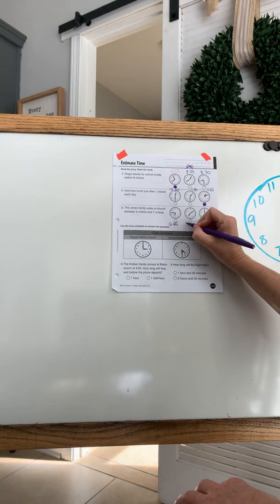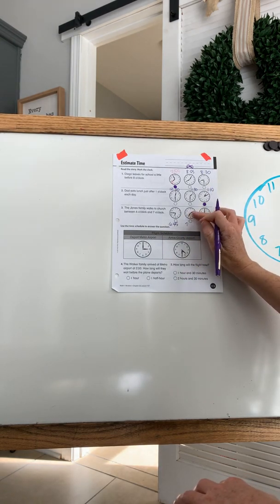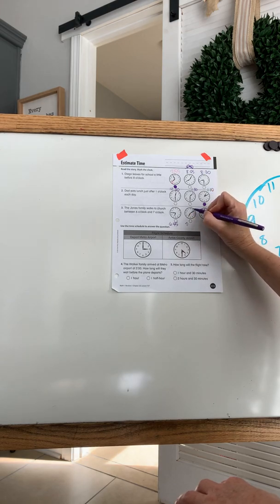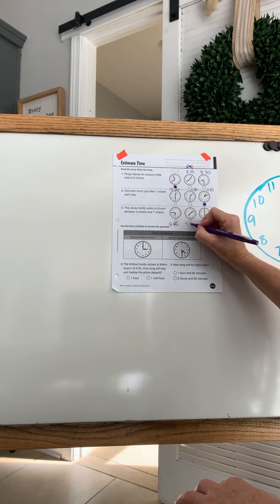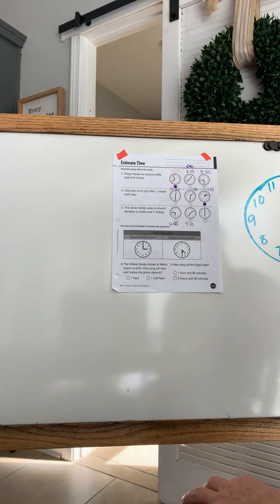The hour hand is on the 7. The minute hand is on the 2. So I'm going to count by 5s. 5, 10. The time is 7:10.